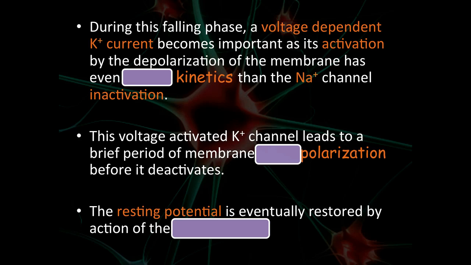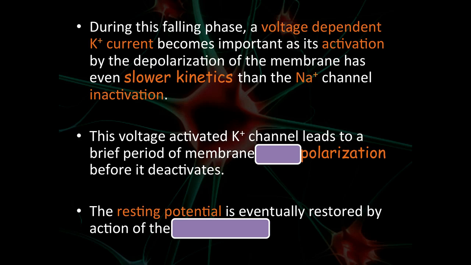During this falling phase, a voltage-dependent potassium ion current becomes important, as its activation by the depolarization of the membrane has even slower kinetics than the Na plus channel inactivation. Alright, so what we're saying is that depolarization activates both Na plus ion channels as well as K plus ion channels. But when you look at the diagram that we looked at before, you see that the potassium ion conductance comes a little after the sodium ion conductance. And the reason for that is although they are activated at the same time, at the point of depolarization, the potassium ion channel has slower kinetics than the sodium ion channel.